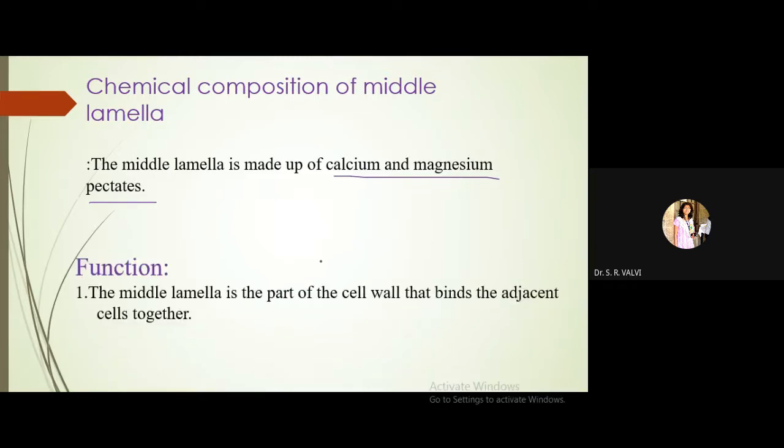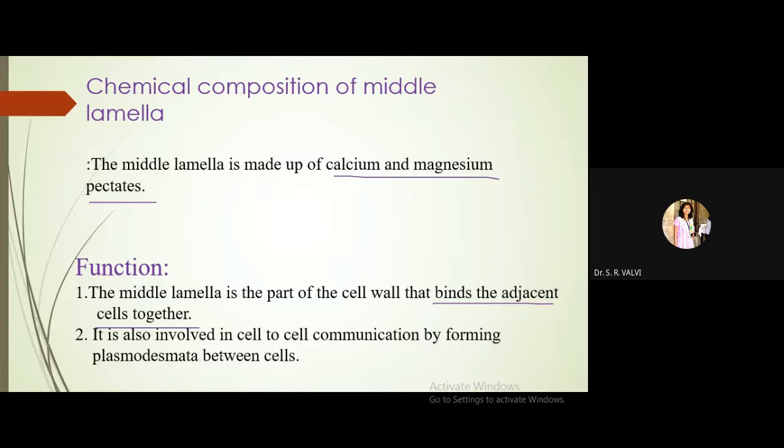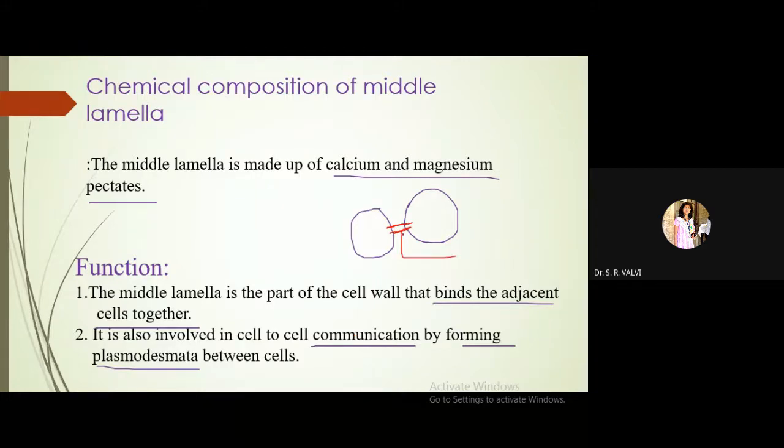And now what is the function of middle lamella? As we have seen just now, it binds the adjacent cells together, and it is also involved in cell to cell communication by forming plasmodesmata. So plasmodesmata is nothing but what? Suppose this is one cell, this is another cell. So let me take another colored pen. So this is the communication between these two cells, right? So this is the bridge, we can say. This is our plasmodesmata, right? So plasmodesmata is the opening through which one cell is going to communicate with another cell through its nutrients or any mineral content, right? So this is the function of plasmodesmata.